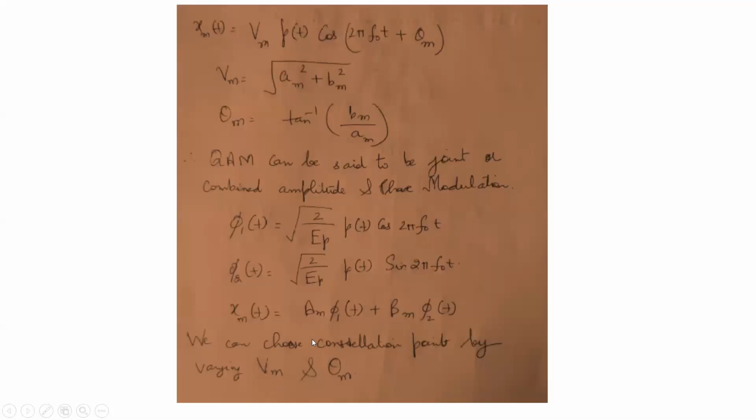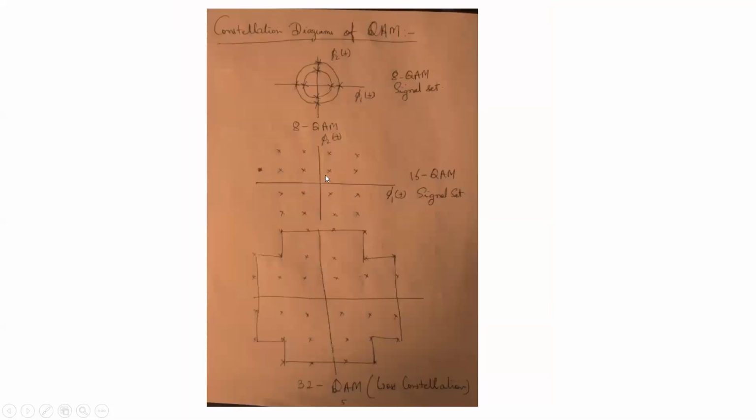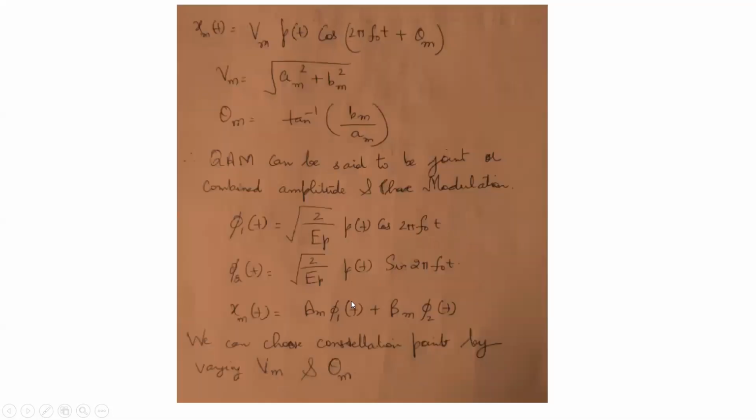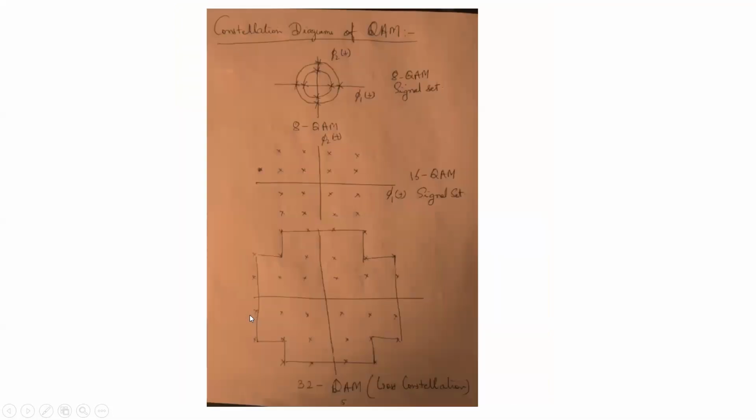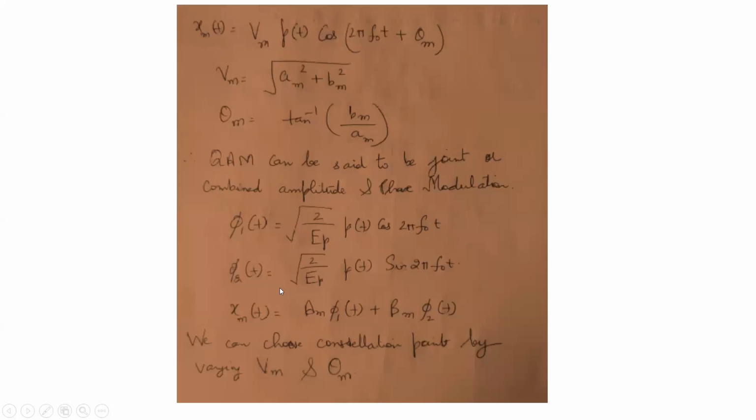So what is Am here? Am and Bm are the coordinates of this signal point. Using these coordinates, I can use the unit energy signals and generate the modulated signal. So for any signal point, I can generate its signal representation using this equation: x_m(t) equals Am phi1(t) plus Bm phi2(t). All right. So this is about QAM.